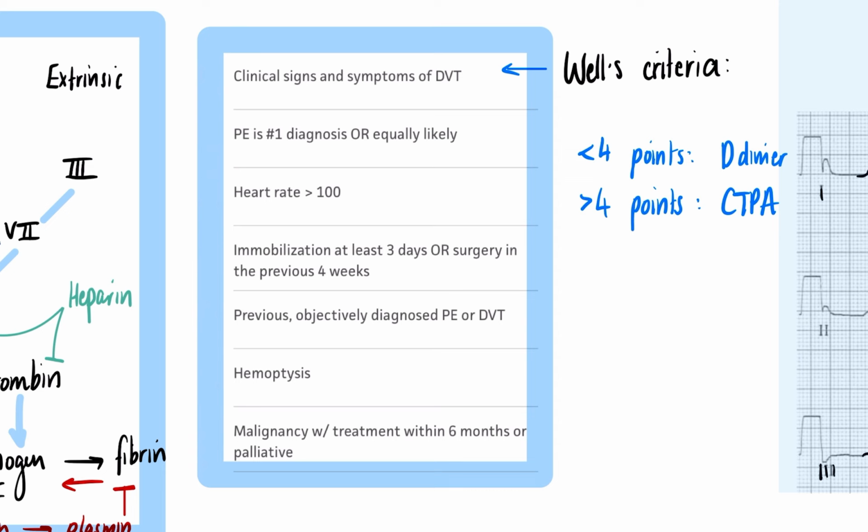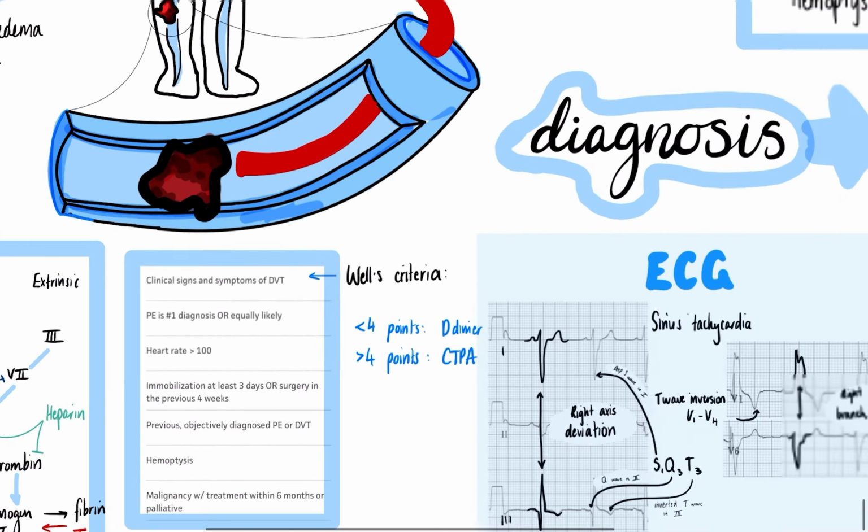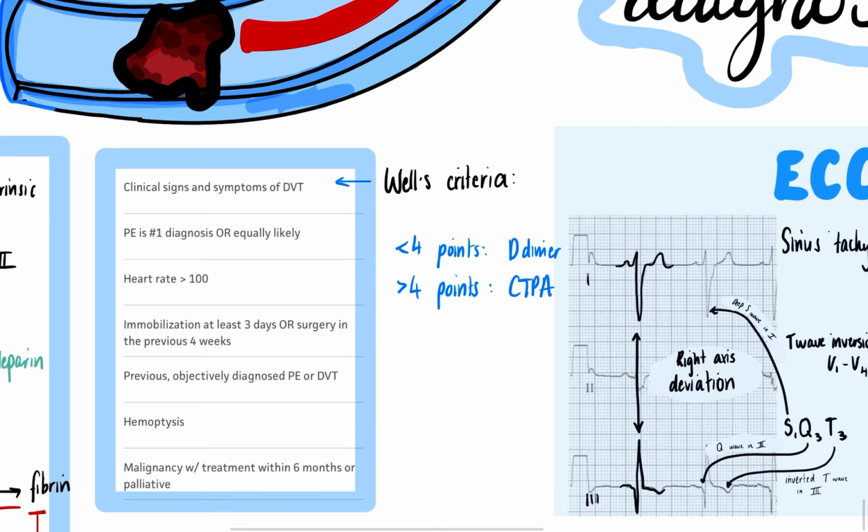So basically, if you add all of these up and there are more than 4 points, you would do a CT pulmonary angiogram. And if they had less than 4 points, you would simply do a D-dimer. But again, remember the D-dimer is good at ruling things out, but it's not necessarily reliable for ruling things in.